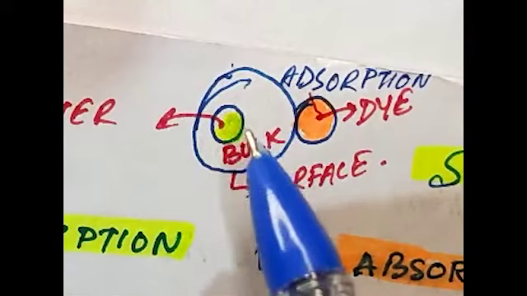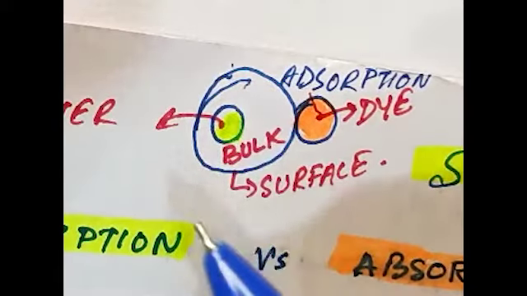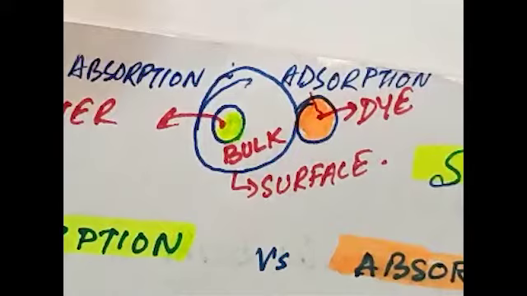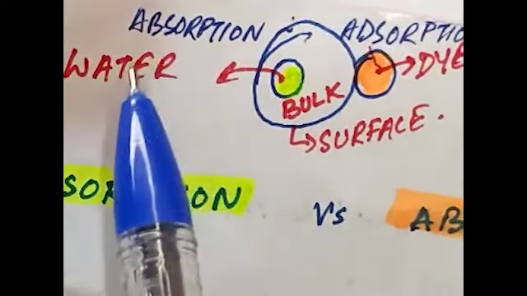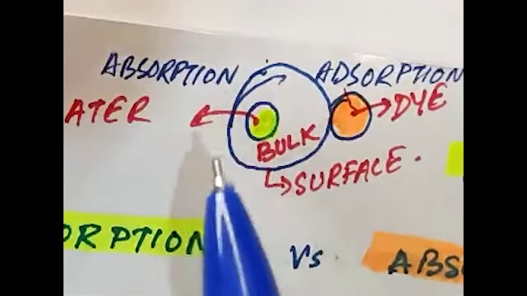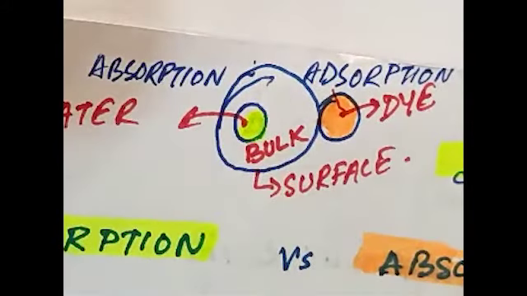Okay. Now this green color is the water molecule that has gone inside the bulk. This process is known as absorption. The water particles which are moving inside the chalk is known as absorption. Any question, anything that you need to ask?